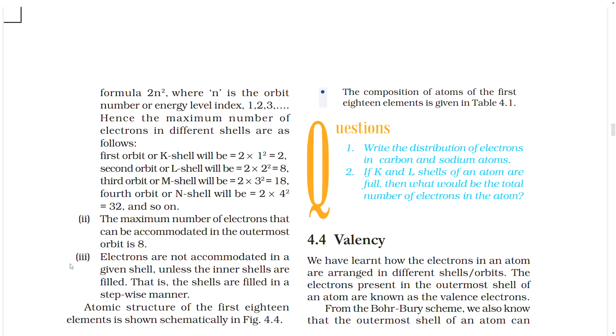2. The maximum number of electrons that can be accommodated in the outermost orbit is 8. 3. Electrons are not accommodated in a given cell unless the inner cells are filled, that is, the cells are filled in a stepwise manner.